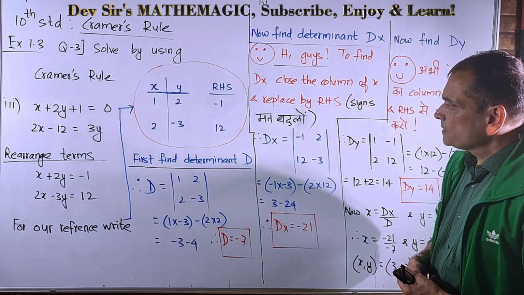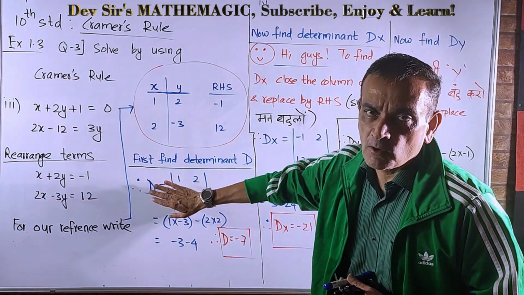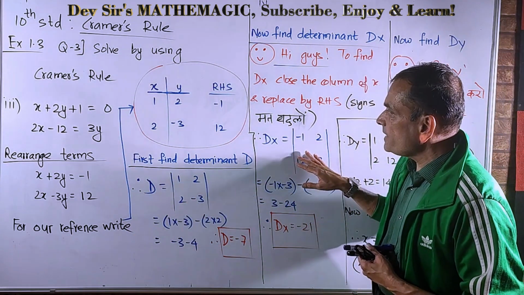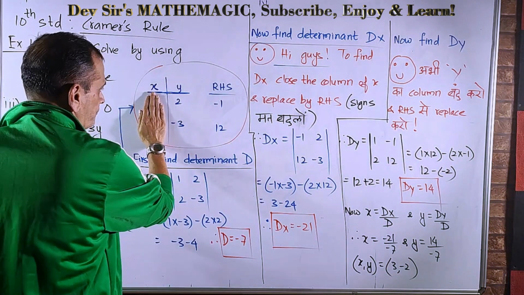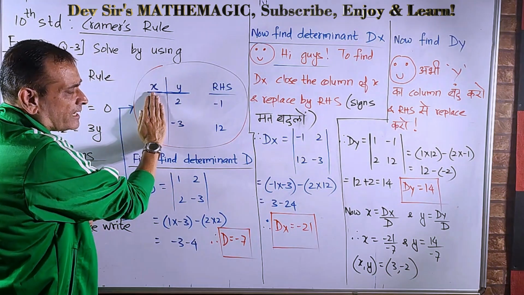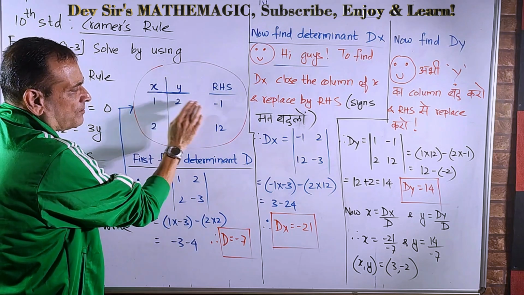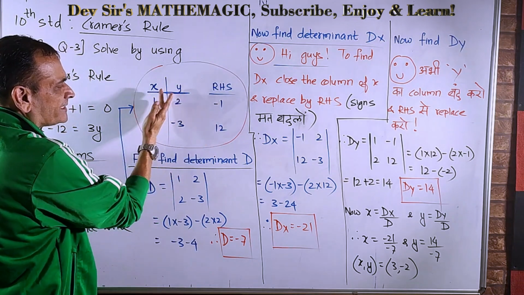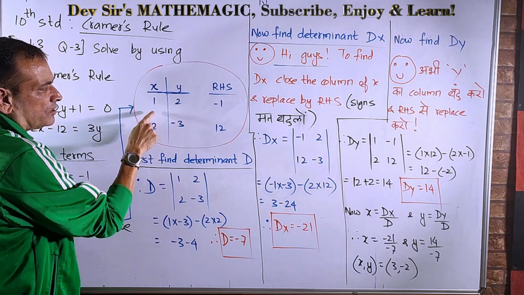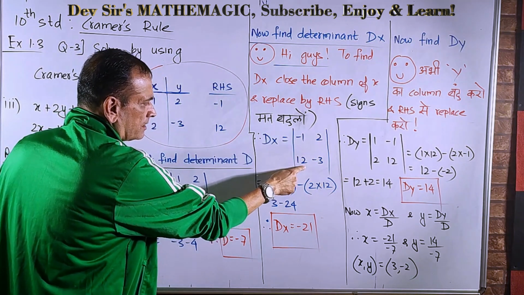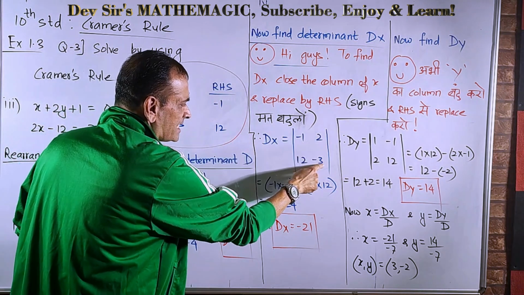लिख लिया? So d part is over. dx के लिए close the column of x. क्लोज करने के बाद राइट हैंड साइड में जो नंबर्स है -112, just bring them over here. So what do you get in the determinant now? -112. 2 minus 3 remains as it is.